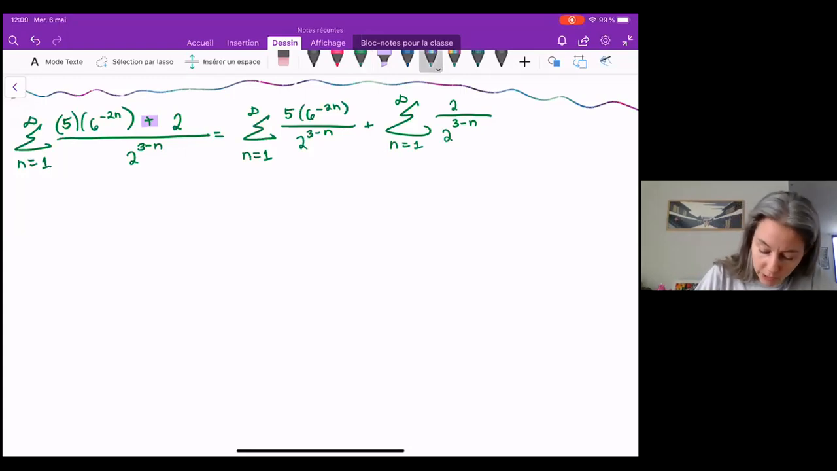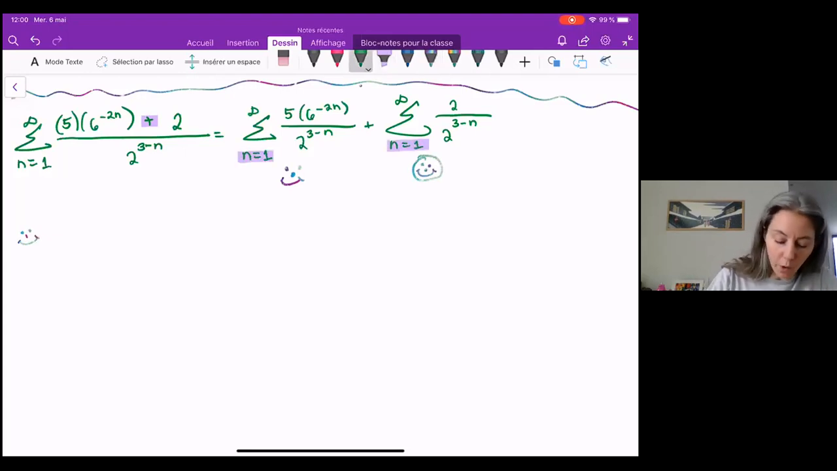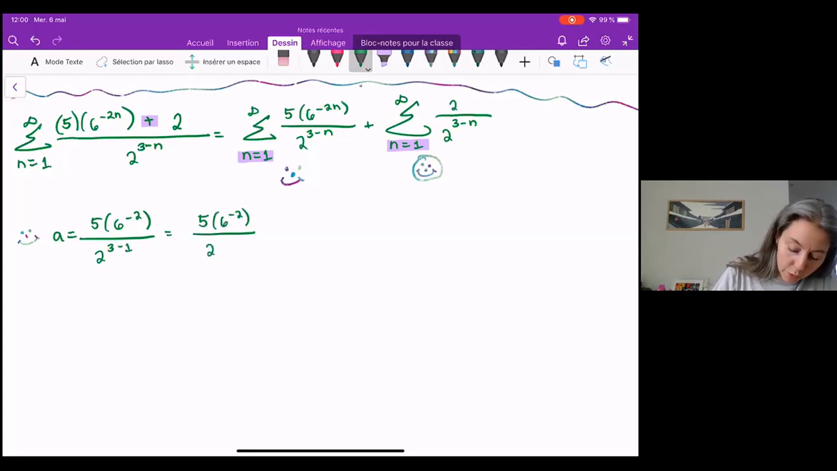So we're going to call this one smiley face, and we'll call this one round face. So for smiley face, we're going to find our r, and we're going to find our a. Our a is going to come from, as usual, plugging in that first value down there. So I'm just plugging in 1. So my a is equal to 5 times 6 to the negative 2, all divided by 2 to the 3 minus 1. So this is 5 times 6 to the negative 2 over 2 squared.